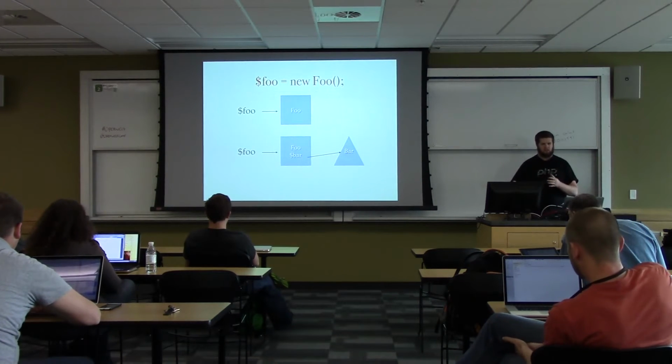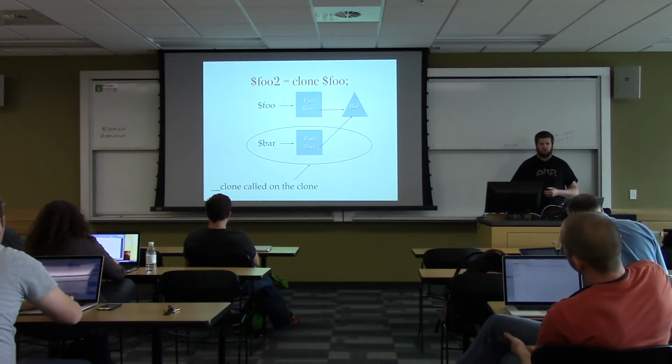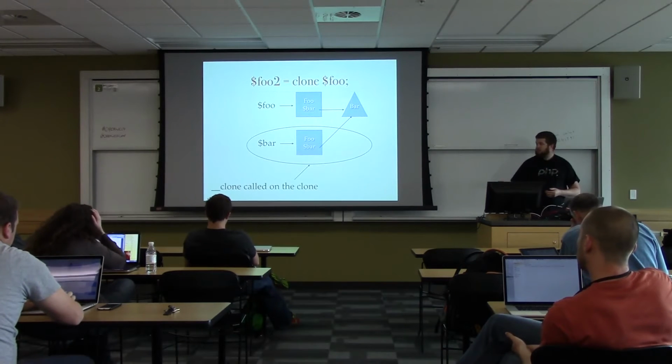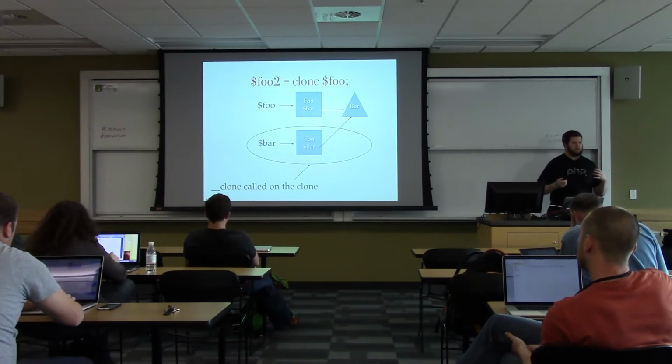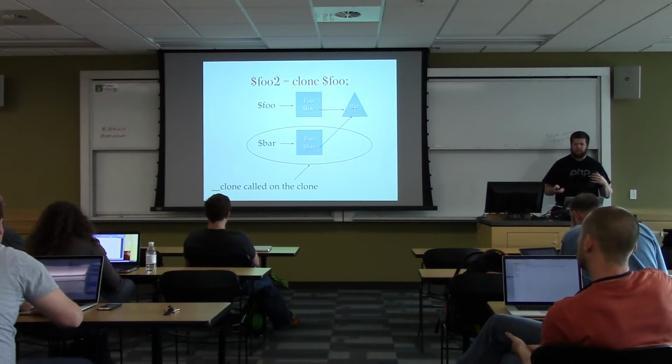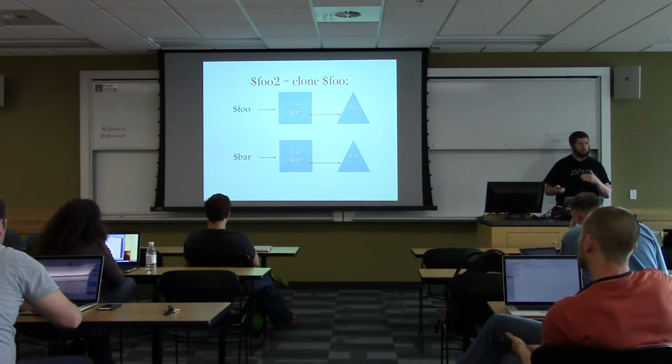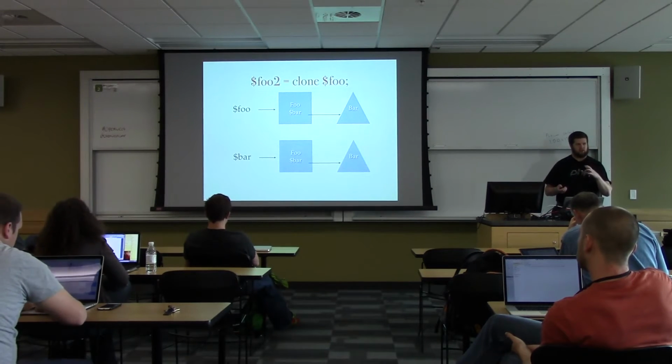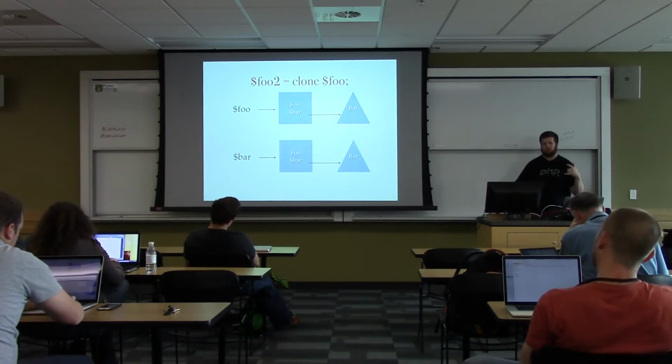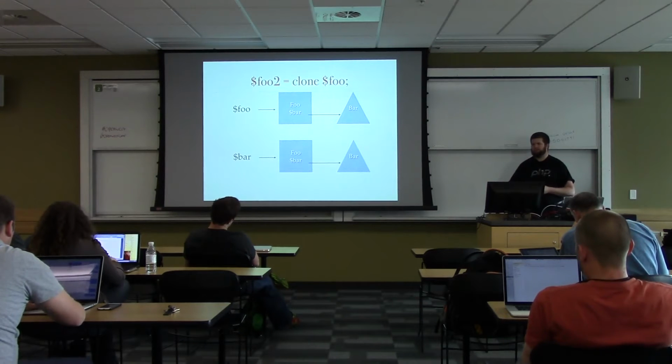And if we run that same exact code again, we instantiate our foo object. Foo instantiates our bar object and points it to it. And then when we call clone, at this point, the magic clone method is called. And so it's going to take that, make a brand new bar, and point it over there. So now we've got two sets of bar objects and two sets of foo objects, instead of two foos both pointing to the same bar.